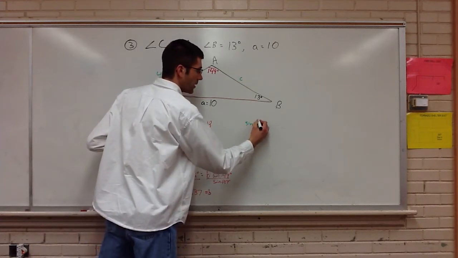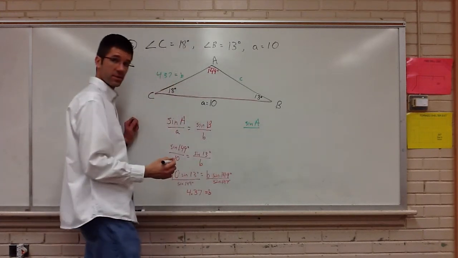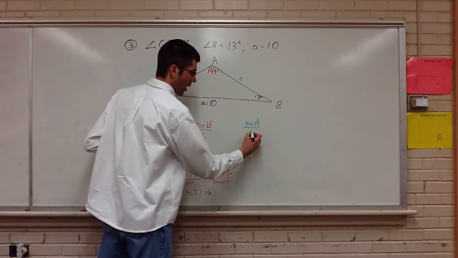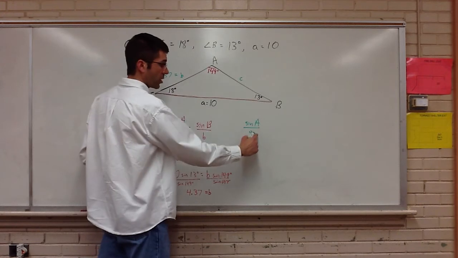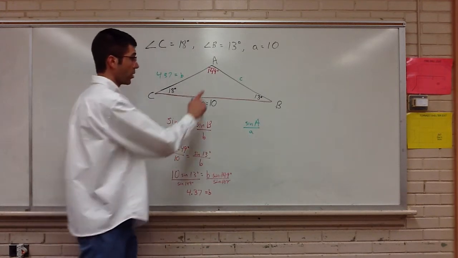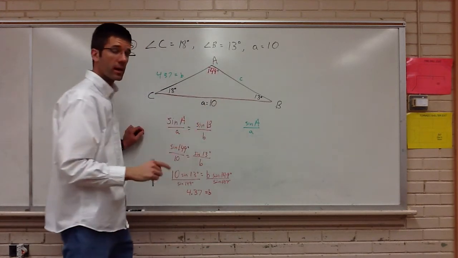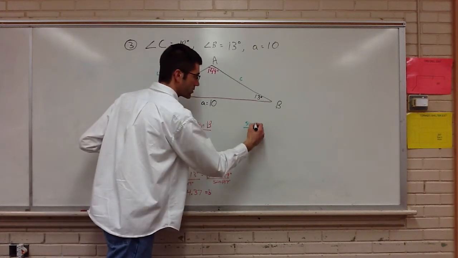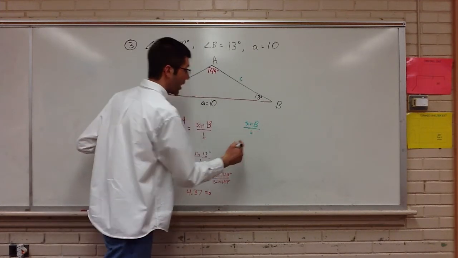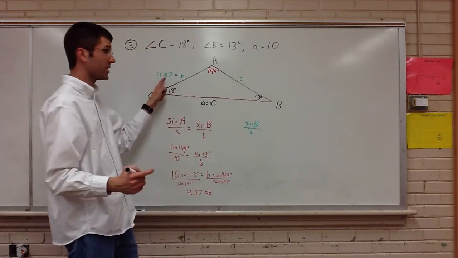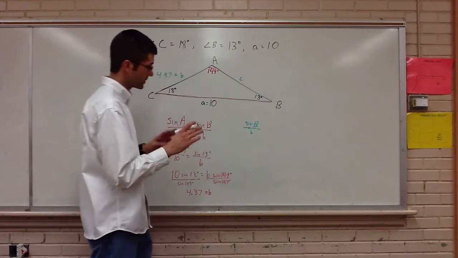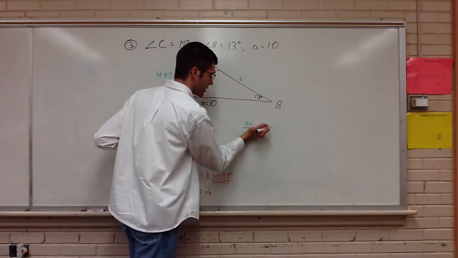The sine of anything I have paired with its opposite side, of any angle I know with its opposite side that I also know. I know big A, I know little a. Again, I could have started it this way. I could have started with that because now I know big B and I know little b. This is an estimate because it was rounded off, but I could have done it that way. I'm going to go back to what I had originally.